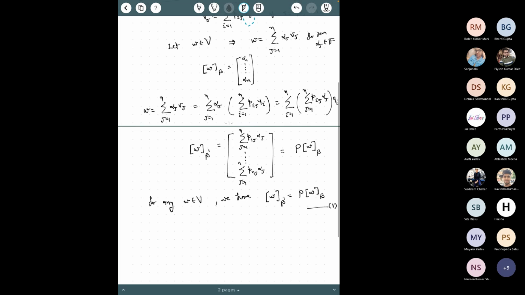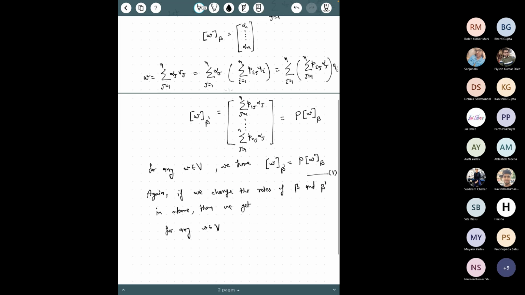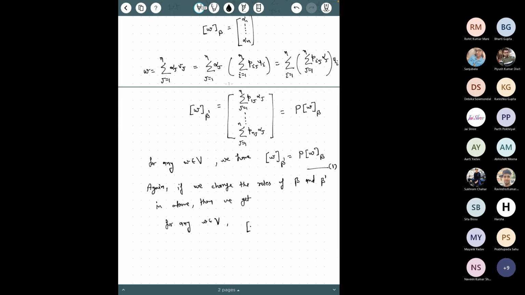If I do the same thing, you can see that again, if we change the roles of B and B dash in the above, then what we get? We can say that for any W in V, the matrix of W with respect to B is equal to some matrix, let's say Q, times the matrix of W with respect to B dash.